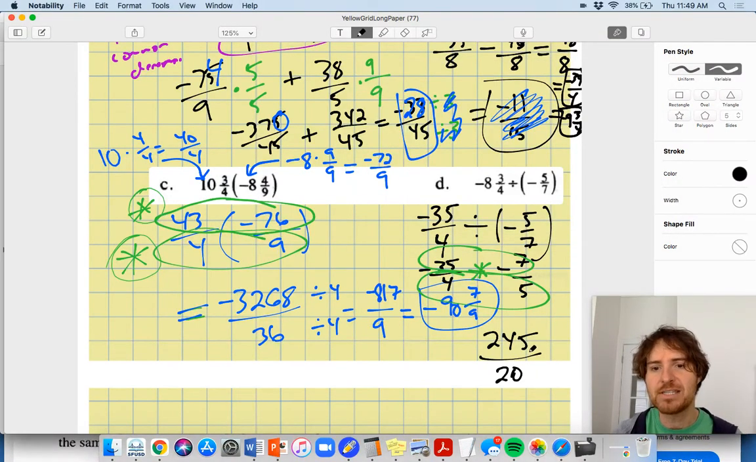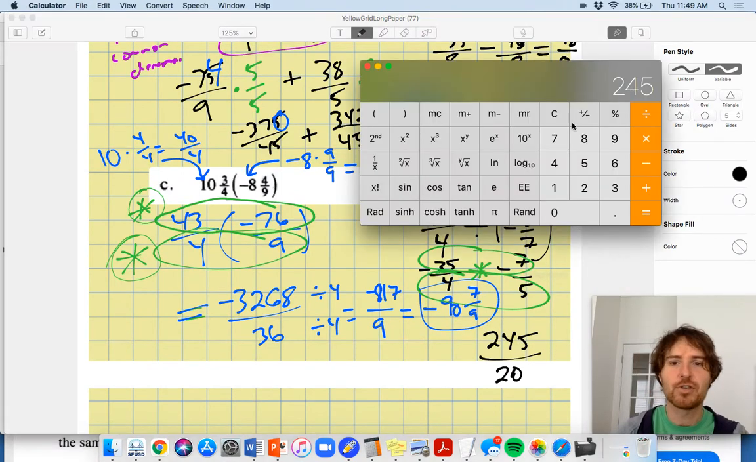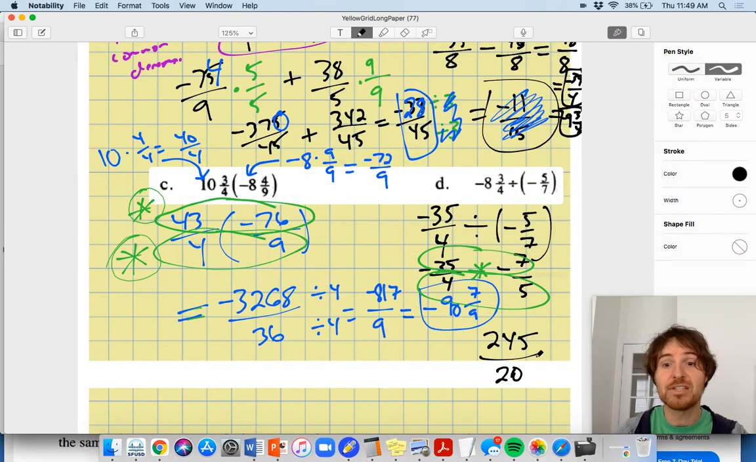Good. I know that 5 goes into both of these. 5 would go into 200. Let's see if I can do that in my head. No, I don't want to do that in my head. 245 divided by 5. It would be easy enough to do in my head. I think 49. 5 goes into 24 4 times. So I got 49 over 4.